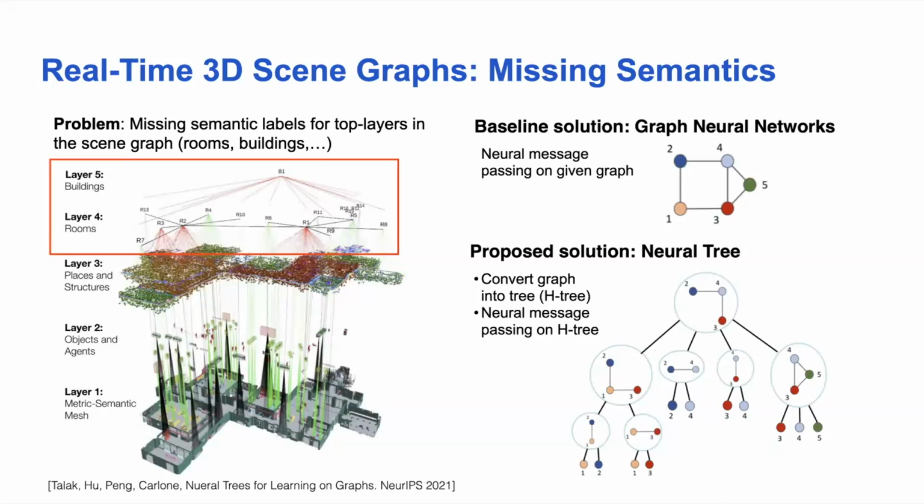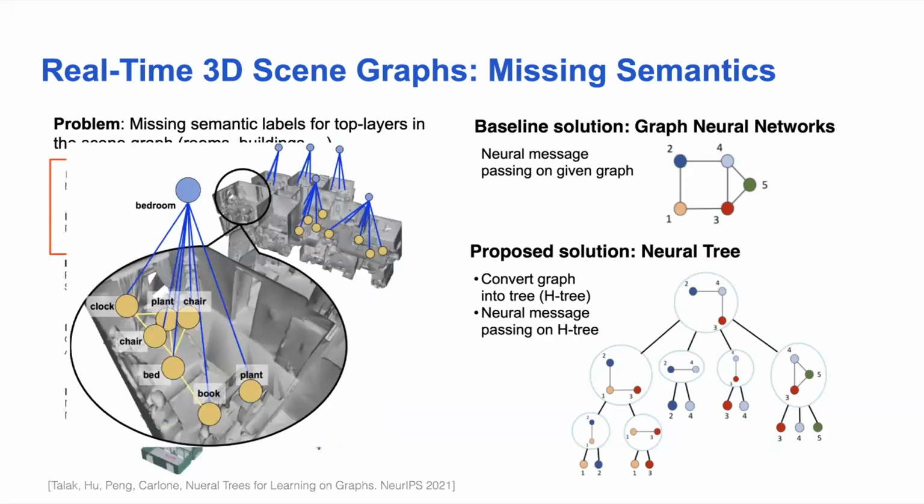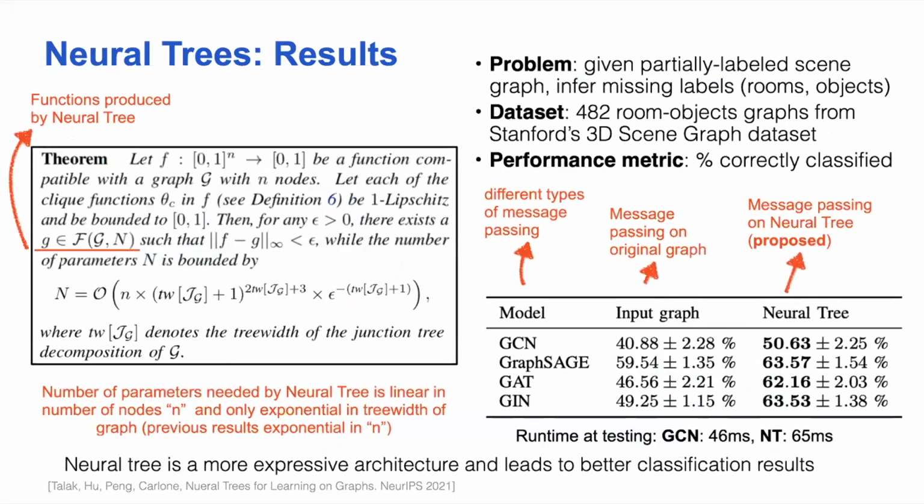So you don't do graph neural network on the original graph, but you do it on this new structure H tree, which is sort of coming from the 3D composition. And that has basis in the probabilistic inference literature. And once we do that, what we observe on the table on the right there is that you get quite significant gains.